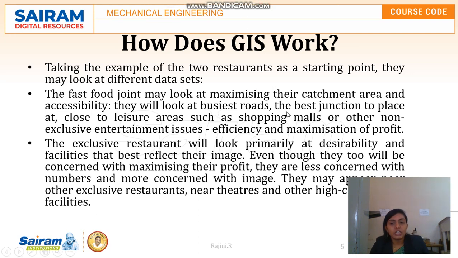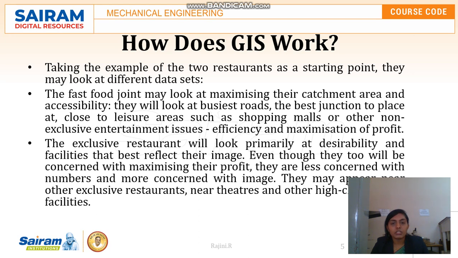Even though they too will be concerned with maximizing their profit, they may appear near other restaurants, theaters and crowded areas, so that everyone will visit. If they want to purchase, they will definitely purchase, since they will be visiting and passing by.